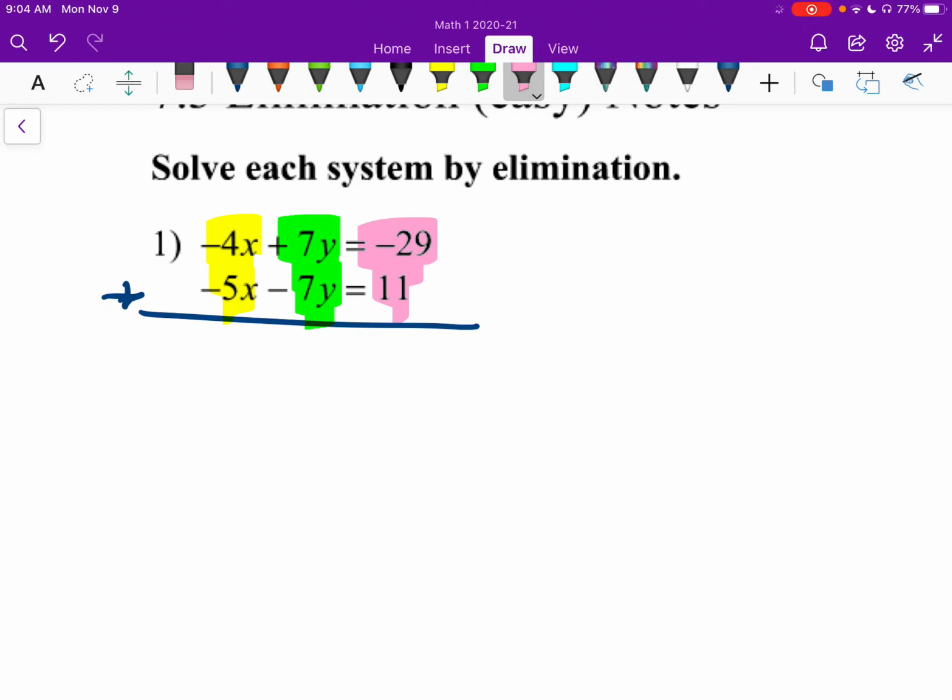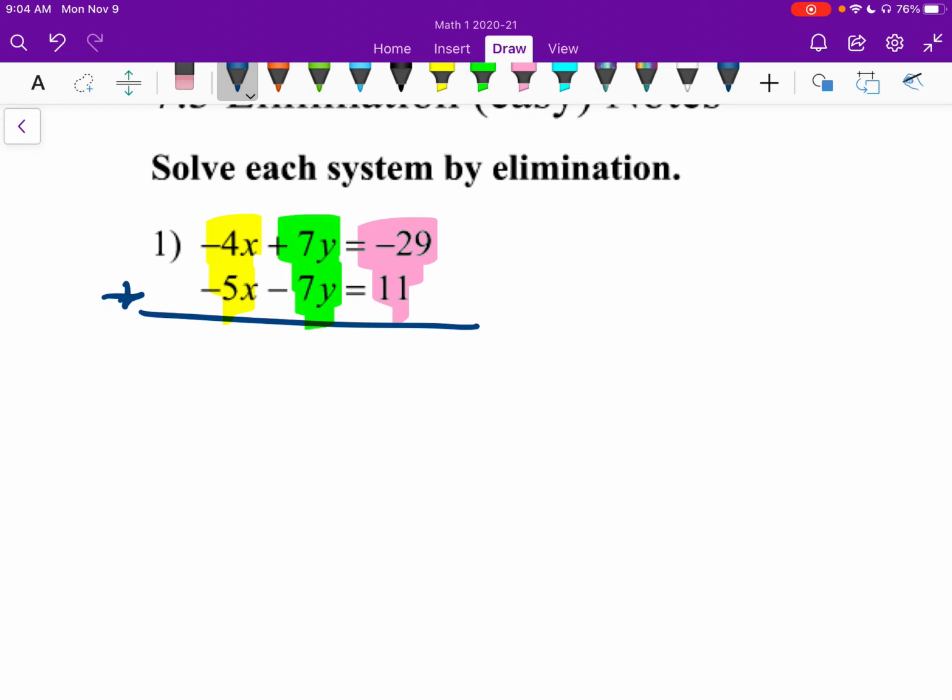One big thing about this is that you have to make sure that everything is in line. The x, the y, the equals, the constant. They have to be in line. They don't have to be in the line that's shown here, but they have to be in line. Okay? You can't have the equal sign on the left side and on the right side. They have to be right above each other.